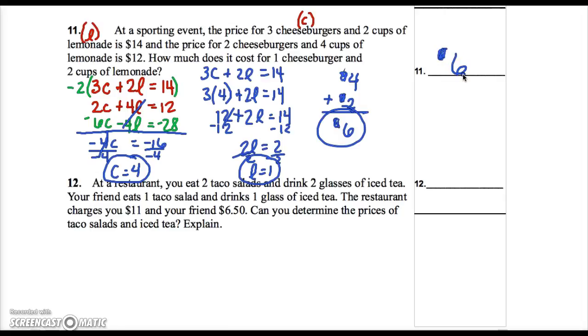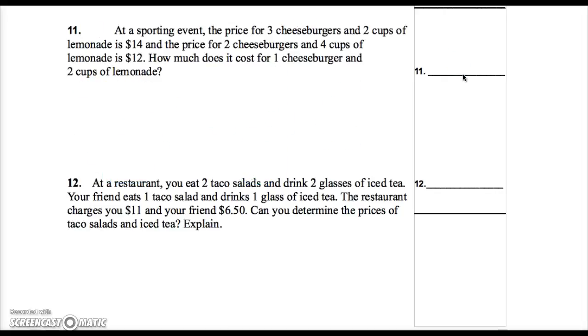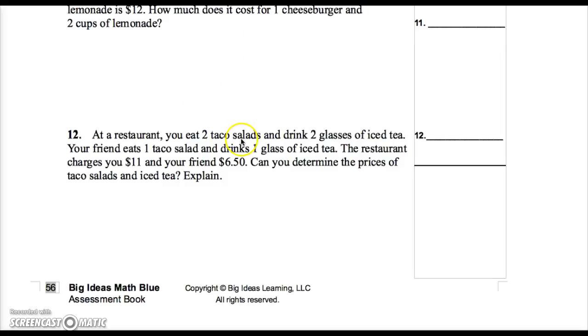Okay, now looking at number 12, last one. It says, at a restaurant, you eat 2 taco salads and drink 2 glasses of iced tea. Your friend eats 1 taco salad and drinks 1 glass of iced tea. They charge you $11 and your friend $6.50. Can you determine the prices of the taco salads and the iced tea? So it says you eat 2 taco salads, I'm going to use S for salads, and 2 glasses of iced tea, and they charge you $11. Your friend had 1 of each and gets charged $6.50.